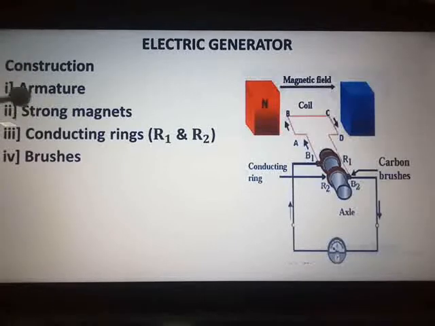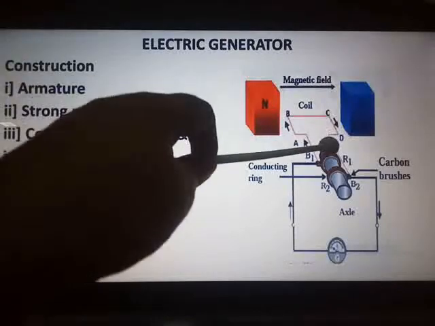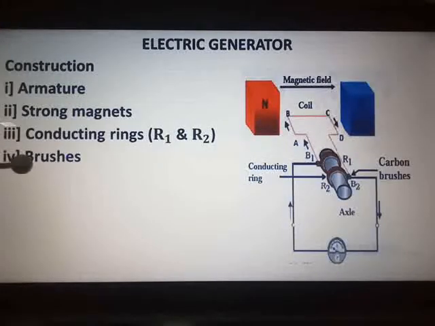Armature, strong magnets. Here it is not a split ring but conducting rings, that is R1 and R2, and brushes, carbon brushes. Here there is no battery, and each and every point you can explain as it is explained in the electric motor.